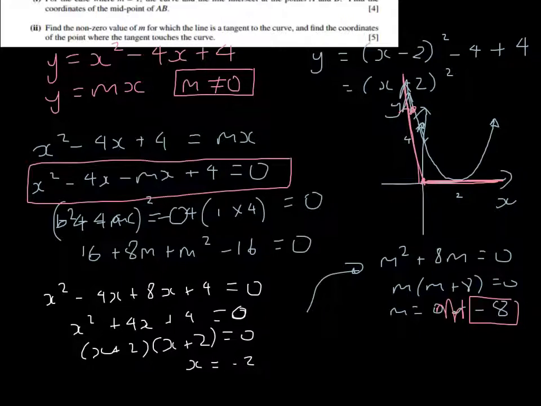And that so far makes sense because we already knew that was going to be a negative value for x, and that was going to be a negative gradient, which is negative 8. We've got our x value, which is negative 2, but they want the coordinate, so they want the y value as well. We can use the line or the curve, either way. The line's probably easier. It's just m times x. So m is negative 8, x is negative 2, so that means y is 16. So our point is negative 2, 16.